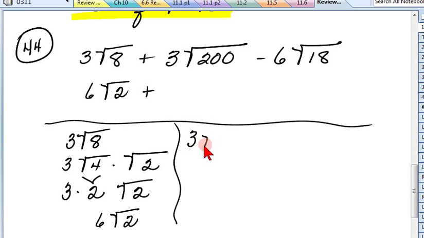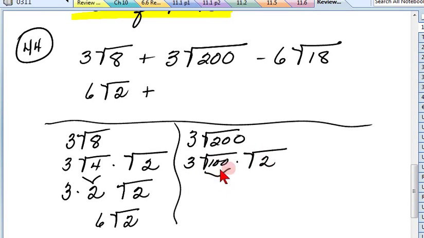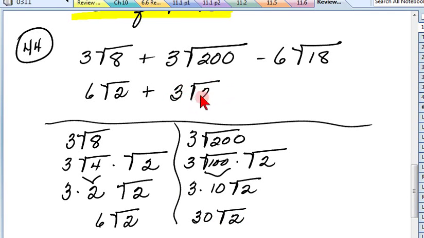I have 3 times the square root of 200. Keep the 3. Can you help me factor the square root of 200? I heard it. 100 times 2. That's 3 times the square root of 100 is 10 times the square root of 2, or 30 times the square root of 2. Send that back up. 30.